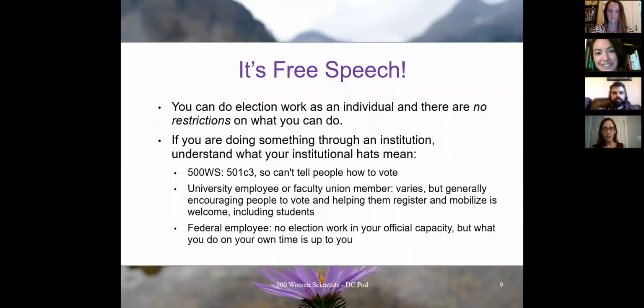So 501c3s, like 500 Women Scientists, can't tell people who to vote for. And for those who work at universities, generally you can encourage people to vote, register, and mobilize them, including students. And federal employees can get involved on their own time, however they like.